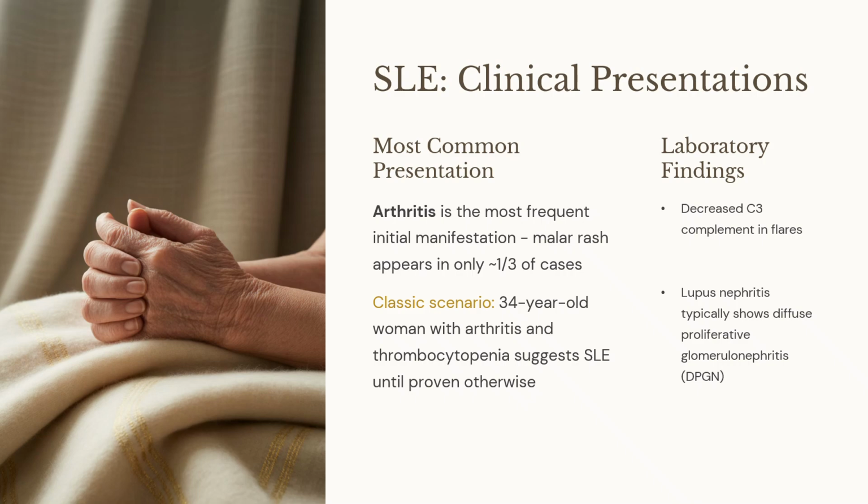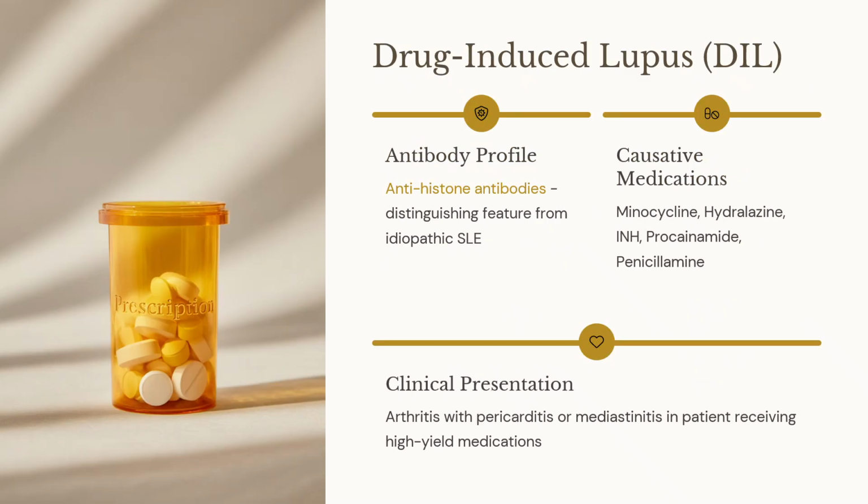We have another. The drug-induced lupus antibody profile is antihistone antibodies. So how will we be able to distinguish whether the SLE is because of a drug that the patient is taking or if it is idiopathic? That can be detected with the antihistone antibodies. Drugs such as minocycline, hydralazine, INH, procainamide and penicillamine can cause drug-induced lupus.